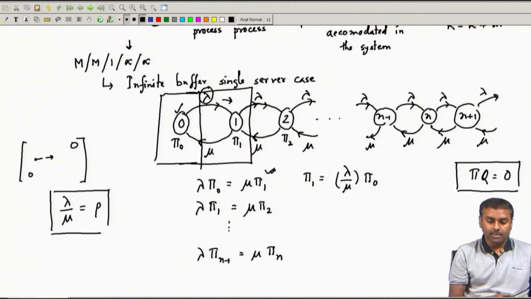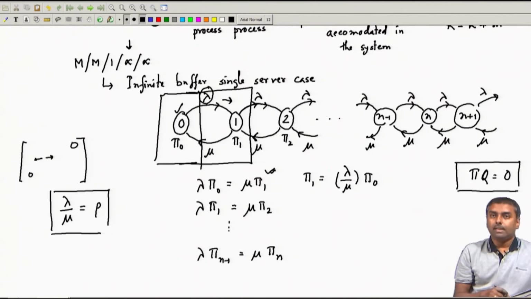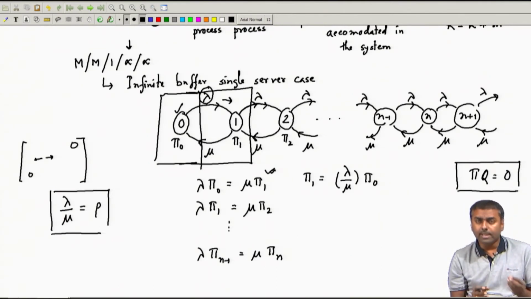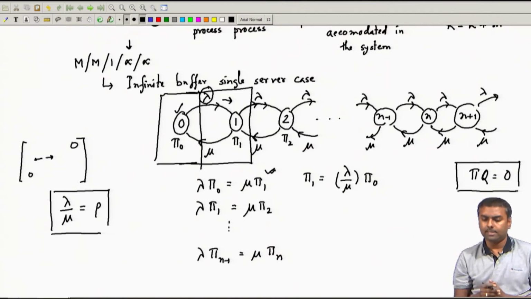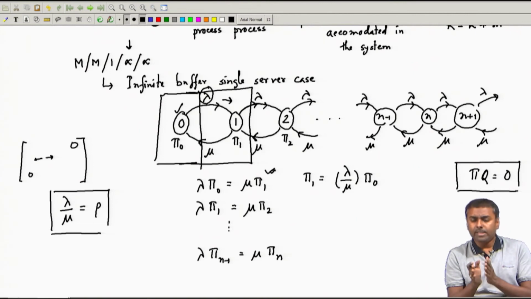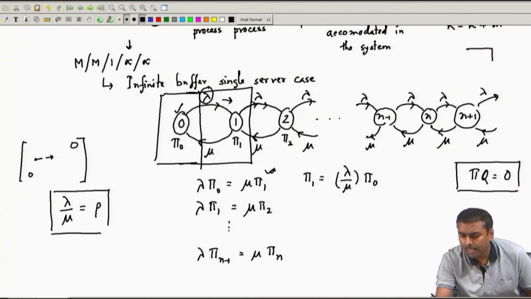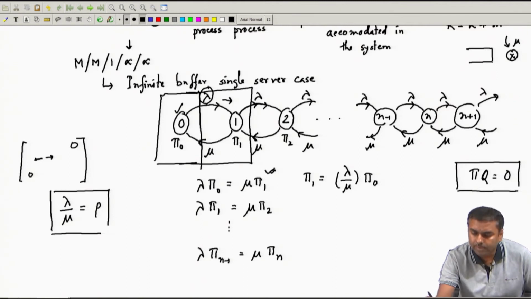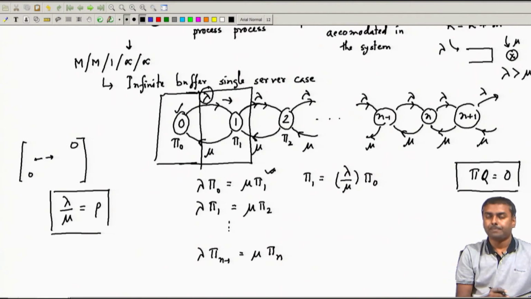Now, over here we also need to characterize something, which is called the stability condition. We have already said stationary, but there is a condition under which it will remain stationary. Very generally, think about a queue with a single server. The server is serving at a rate mu, and arrivals are happening at a rate lambda. If somehow the arrival rate lambda is greater than mu, then what will happen?